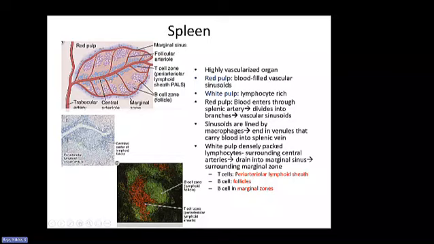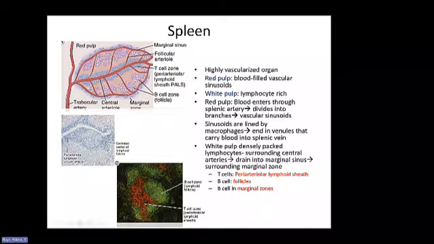Red pulp is blood-filled vascular sinusoids, so all the blood pretty much can go in there. It acts like a filter for the blood, whereas the white pulp is where the lymphocytes are going to come in. The blood enters through the splenic artery and divides into branches, and then divides further into vascular sinusoids. The sinusoids are lined by macrophages that can take up the big antigens. Eventually the sinusoids end up in venules that carry blood into the splenic vein, right?